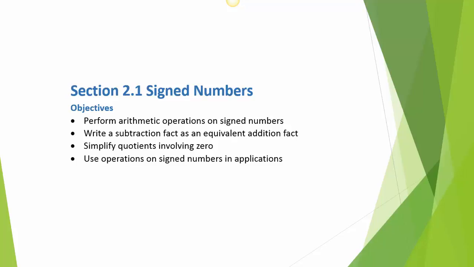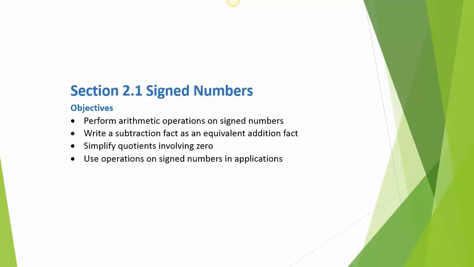I'm back to take you through section 2.1, which is called signed numbers. In this section, what we're going to talk about is numbers that are positive and negative. That's what we mean by signed numbers. They're both positive numbers, which is what we normally work with, and then negative numbers, which are really just the opposite of positive numbers.